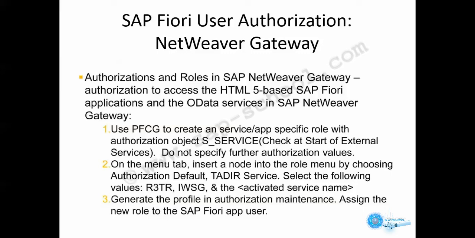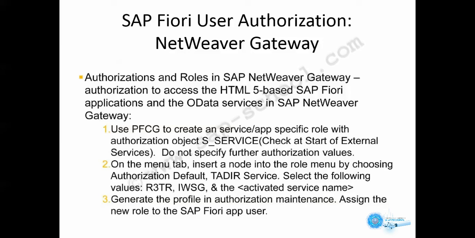So on the menu tab, we basically insert a node into the role menu by choosing the authorization default, which is TADIR service, and then we can choose the object type and the program ID and the service which we want to add to this new role. Then we generate the profile and we assign this new role to the Fiori app user. So we will see that in the system once we log into the system, and we will see the hands-on exercise for it.